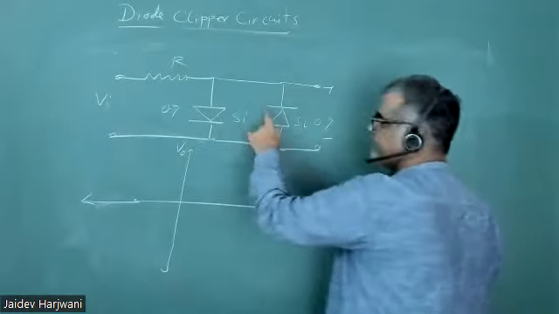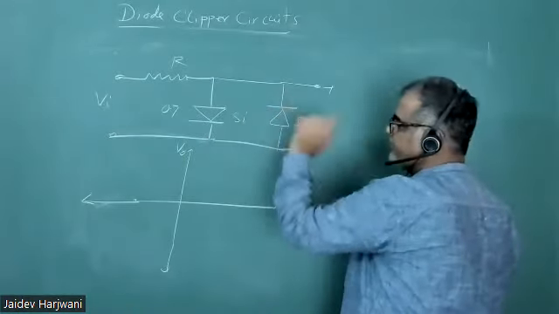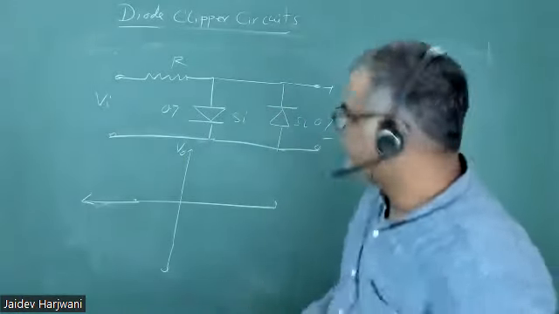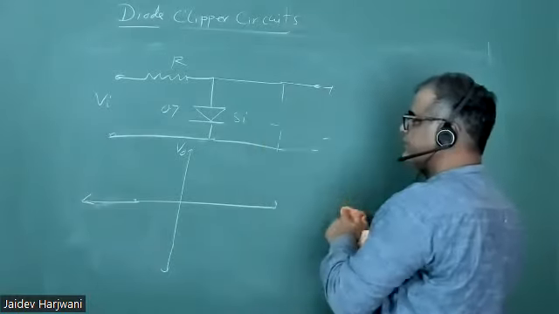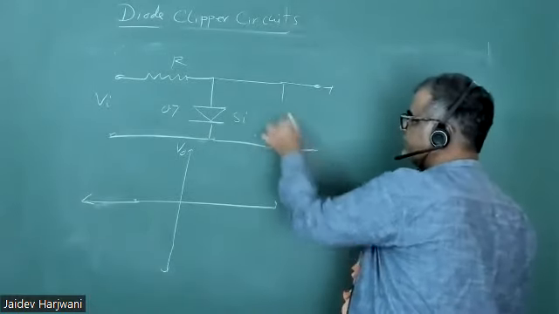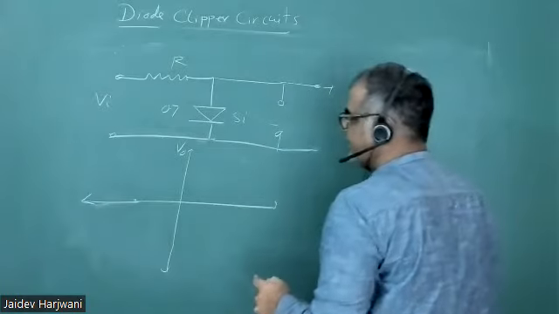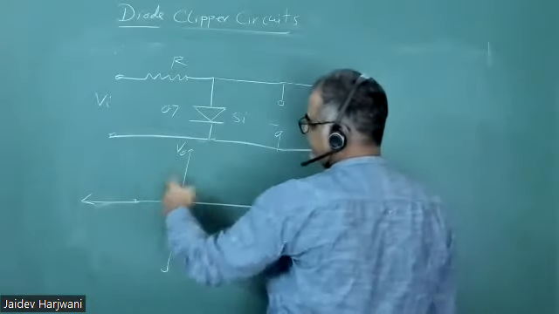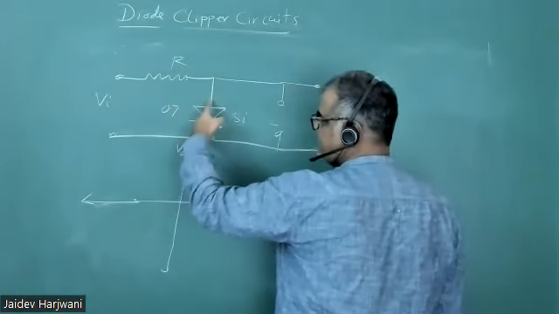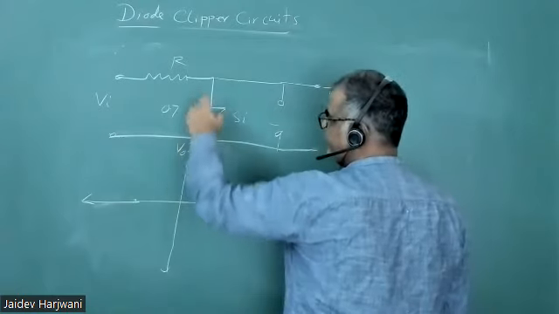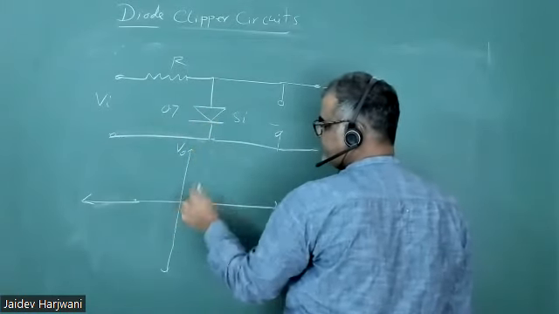This is always open. So this is always open for positive cycle. And for the negative cycle, and for the positive cycle with voltage less than 0.7, this is also open. So both are open when the voltage is less than 0.7.